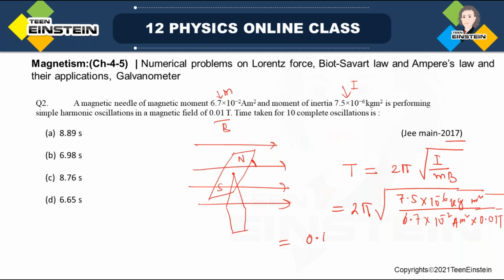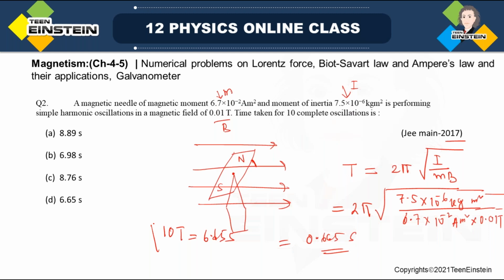This is in seconds. So this is the time period, meaning for one complete oscillation it will take this much time. For 10 complete oscillations, that means 10 into T, so 10 T will be 6.65 seconds. So this is the answer. For 10 oscillations, you need 10 times the time period.